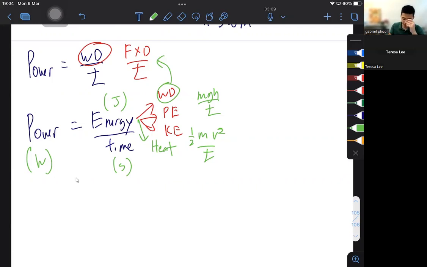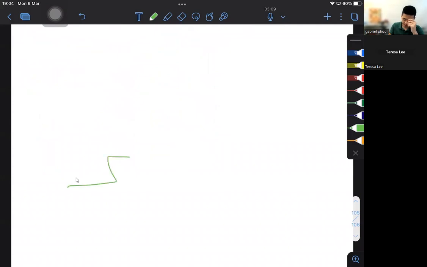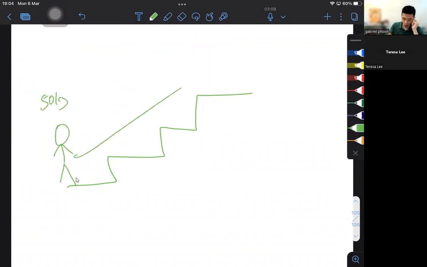So let's imagine today you have a flight of stairs, right? And let's say you are once again 50 kg here, right? It doesn't matter if you run up the stairs or you slowly walk up the stairs, you are still using the same amount of energy to carry yourself upwards, right? But when you run up the stairs, maybe you use 5 seconds, right? But if you walk up the stairs, maybe you use 10 seconds.